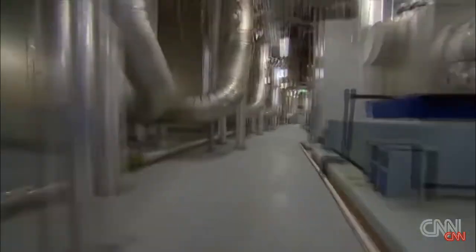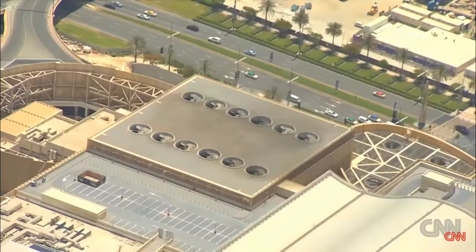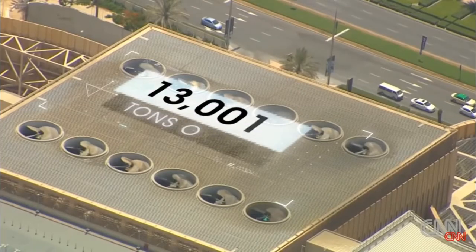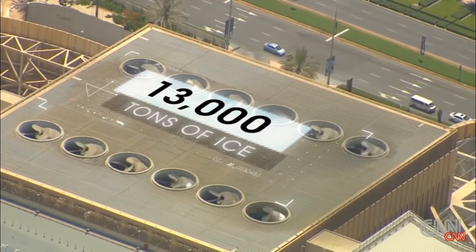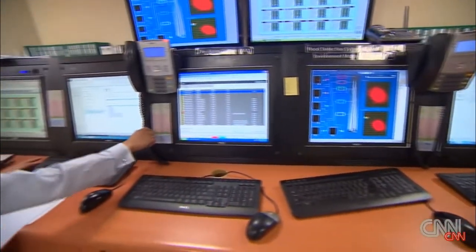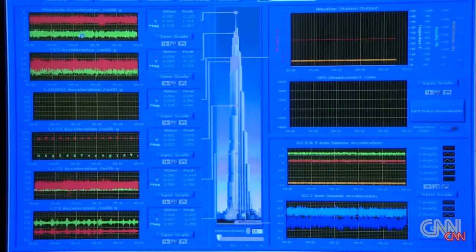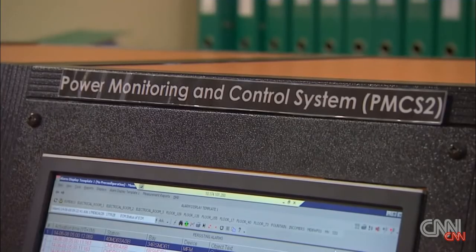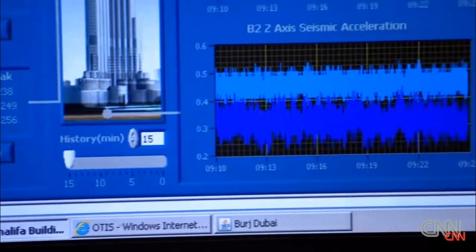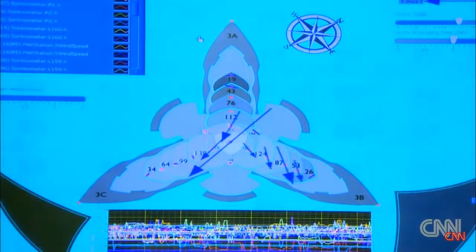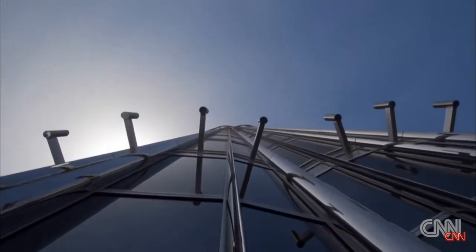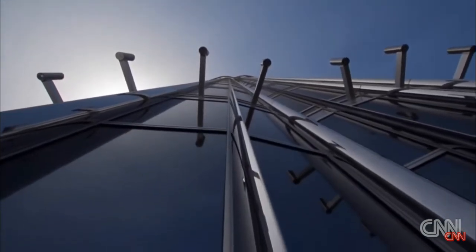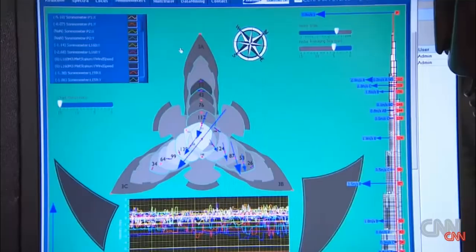Using an innovative thermal ice storage system, the tower is currently kept cool with the equivalent of 13,000 tons of ice. The Burj is monitored 24 hours a day in a main control room, where engineers measure everything from power and water use to wind speed and seismic activity. On a windy day, the top of the tower can move up to 6 feet in either direction, and the base is designed to shift in the event of an earthquake. You get a little nervous when there's an earthquake in the air? I used to, now I trust it so much, because recently, last week, we had quite a good movement in town.